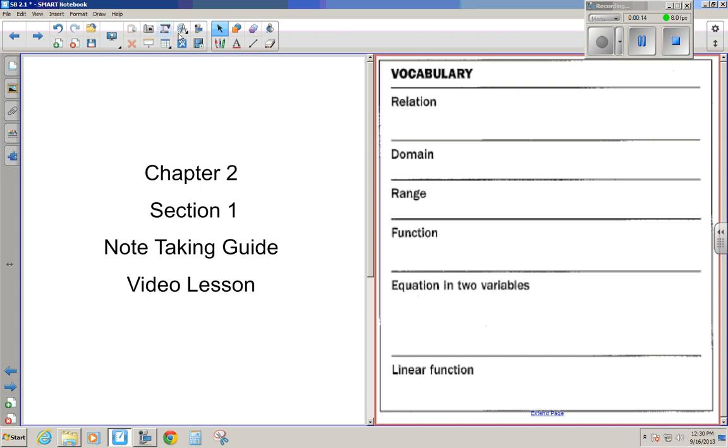Vocabulary: a relation is any set of ordered pairs. Any set of ordered pairs. Basically, it maps an input with an output.